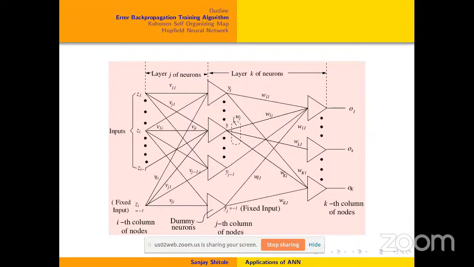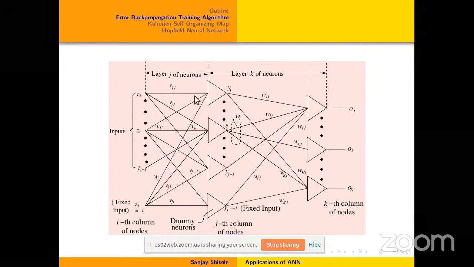So which are the changes and all these things we will discuss one by one. Okay, so this is the architecture where you have the input Z1 to Zi. Inputs here you will apply. So this is the input layer, and there is one additional input that is called the bias. We will talk about this bias after a few minutes.